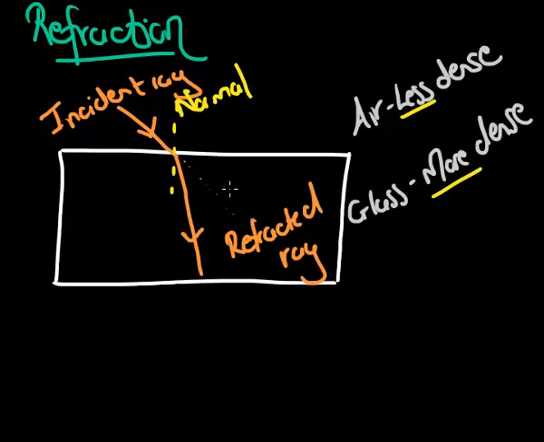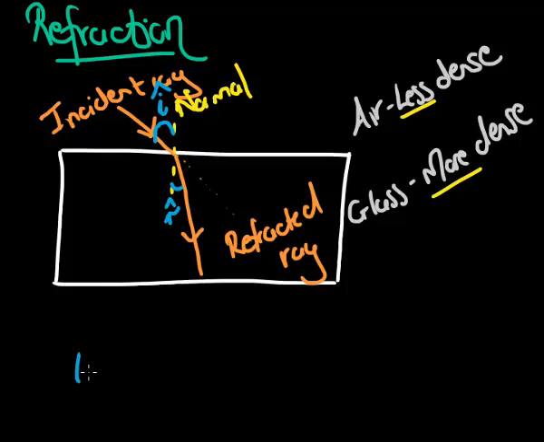Now when you look at your incident angle and your refracted angle, your incident angle is always between the incident ray and the normal. And if you look at your refracted angle, the angle of refraction is where you have your refracted ray and the normal.